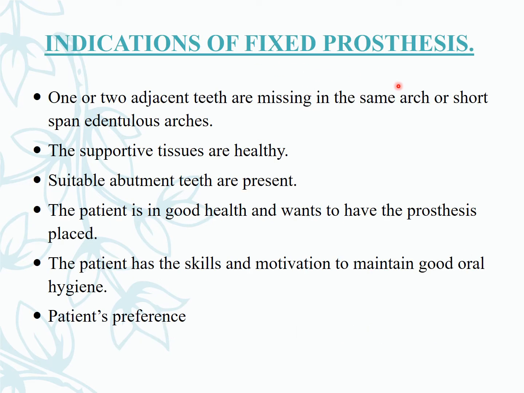Coming to the indications of fixed prosthesis. One or two adjacent teeth are missing in the same arch or short span edentulous arches. The supportive tissues are healthy. Suitable abutment teeth are present. The patient is in good health and wants to have the prosthesis placed. The patient has the skills and motivation to maintain good oral hygiene, and it is according to the patient preference.